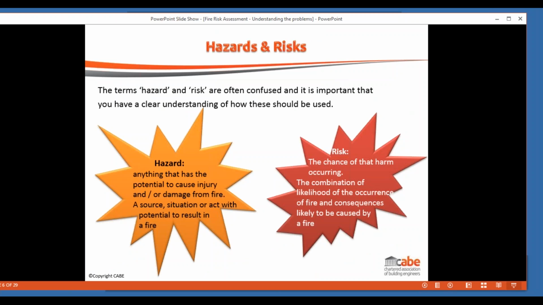So I've talked about hazard, I've talked about risk, and obviously we're talking about a risk assessment, but it's important to differentiate between the potential hazard and the risk. The hazard is something that is there in the building, in the situation, that has the potential to cause an injury or to cause damage. In terms of a fire risk assessment, the hazard is something that might have the potential to cause a fire. The risk, which is what we're trying to address, is the chance of harm occurring as a result of that hazardous situation.